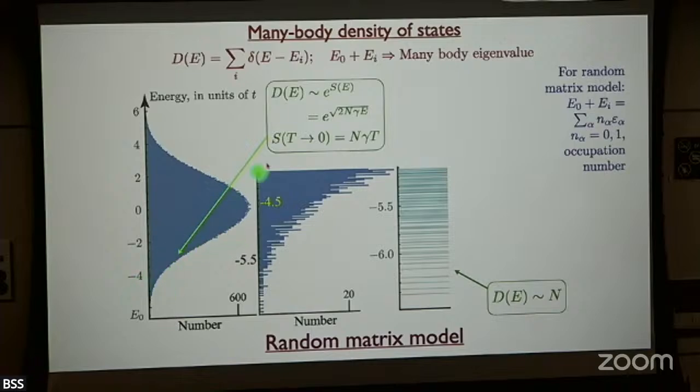And then you can ask, what are the corrections? Yeah, I don't think they've really been worked out. It's quite tricky. The other thing you notice is this tail. If you go right to the bottom of the band, notice this is the bottom of the many-body band, not the bottom of the single-body band. The density of states becomes very small.